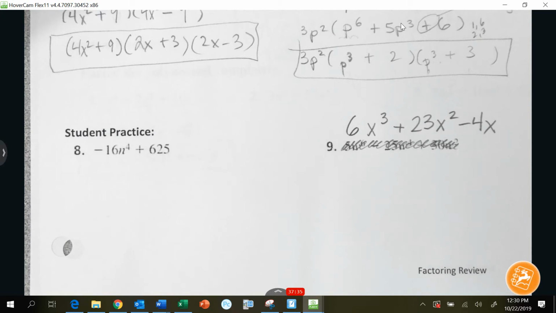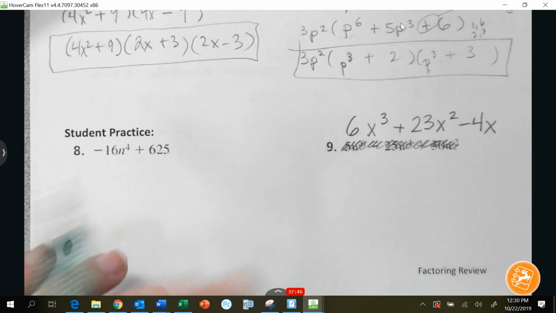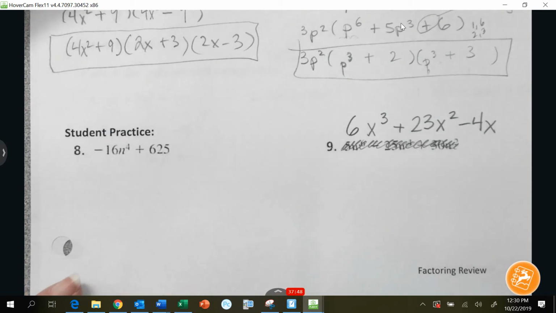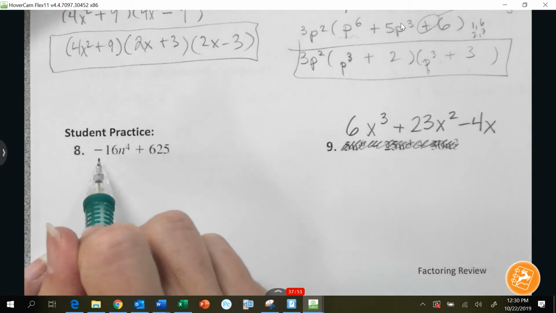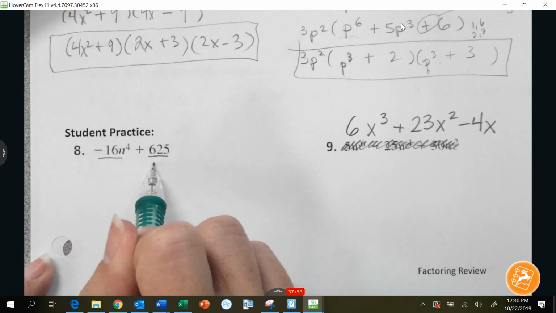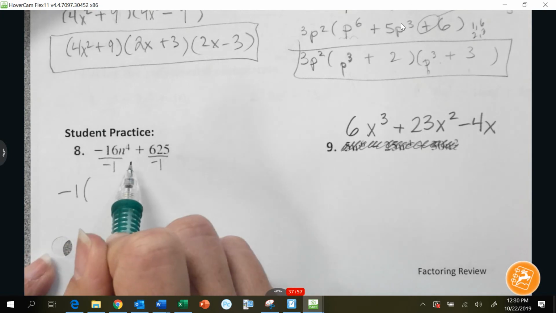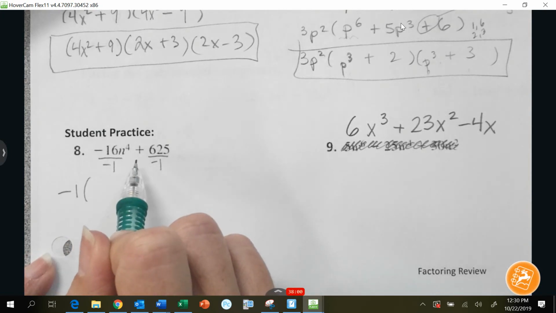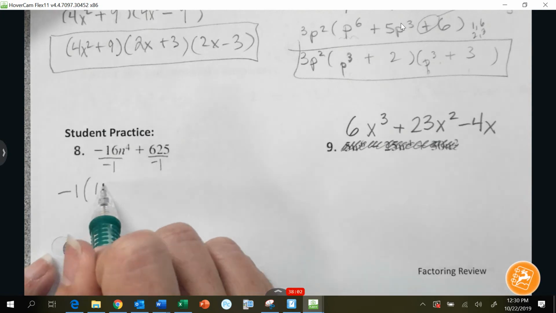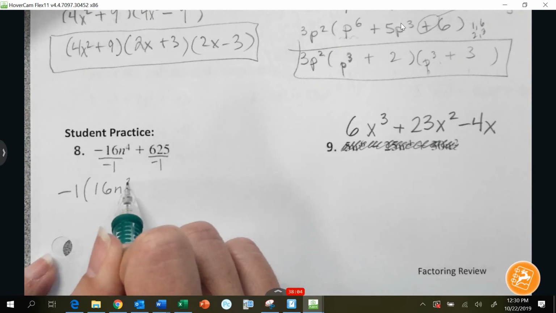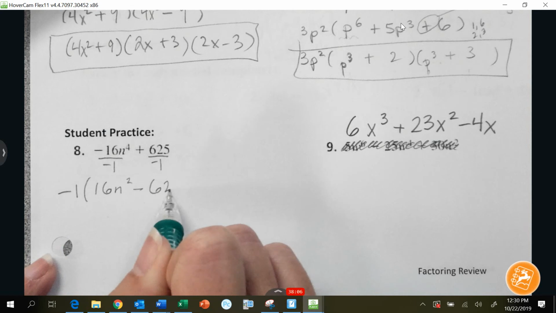Okay, so I do have some people stuck on the first one. And I think the reason why you're stuck is you're not thinking of the very first step. What is the very first step? Is there a GCF? There is. What is it, Gage? Okay, if I take out -1, that does not change the value. All it does is switch the signs. So we actually chose to do this to help us in the long run.